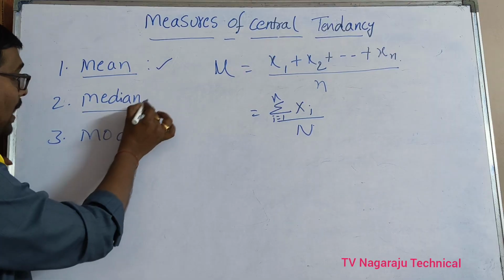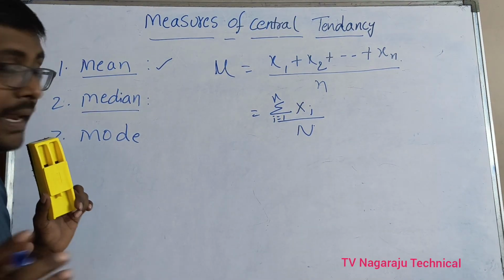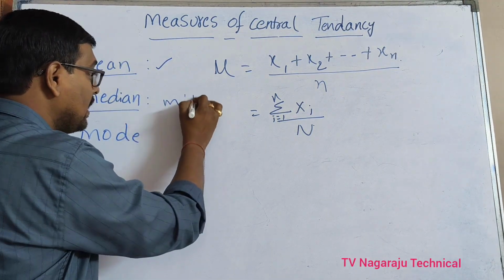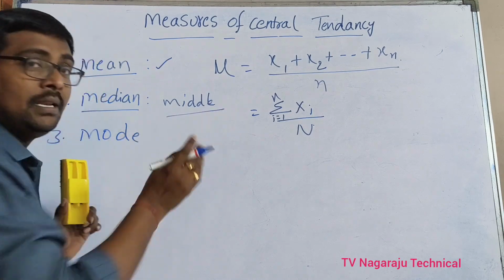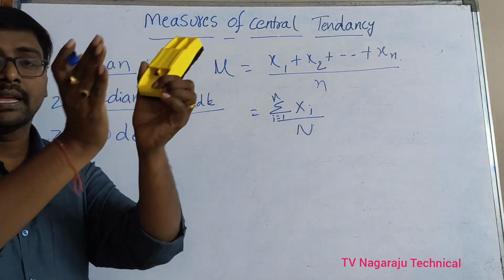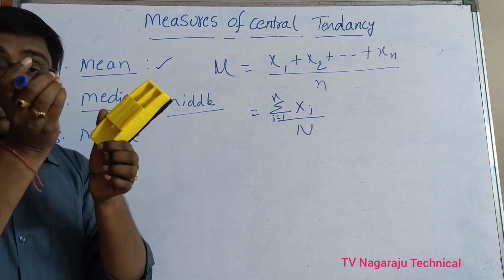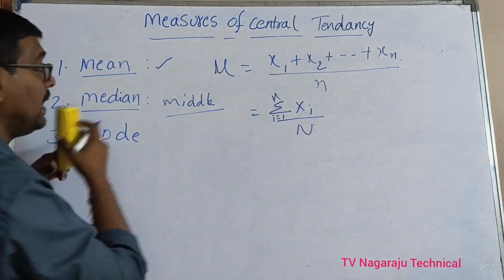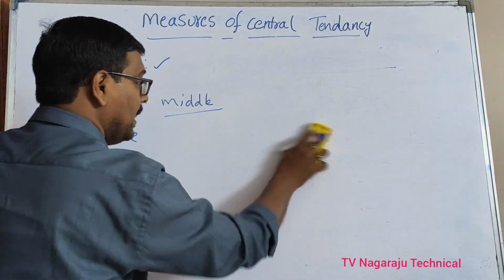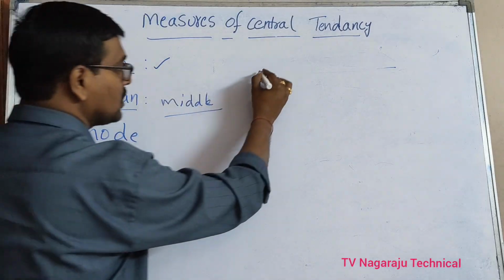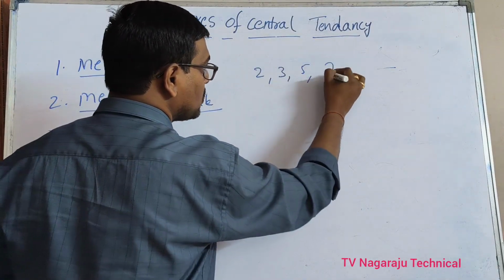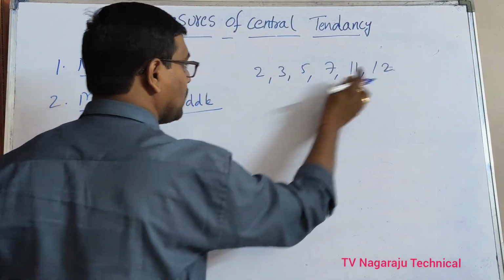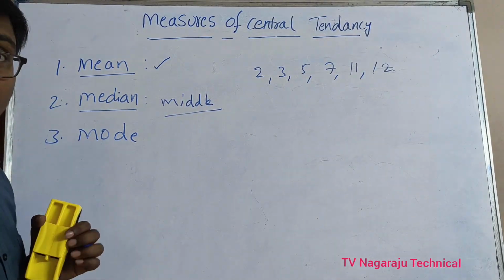Okay. Next, what is the median? Median, in the sense, is simply the middle value in a sorted data set. Given some set of data, the middle value in the sorted data set is called the median. For example, we have some numbers 2, 3, 5, 7, 11, 12, whatever the numbers. Now, what is the median of these numbers?